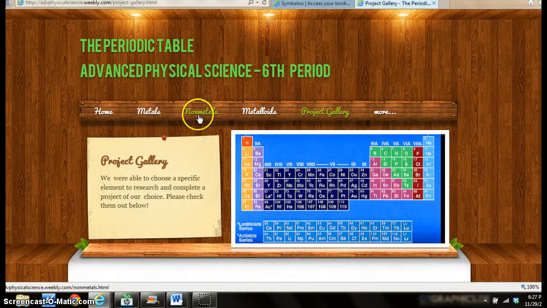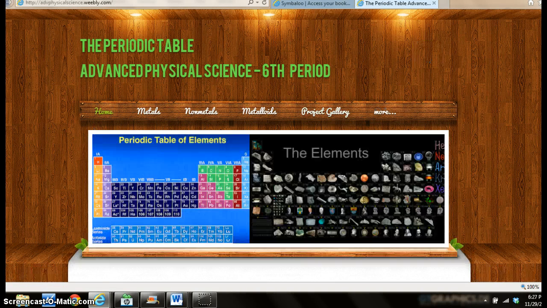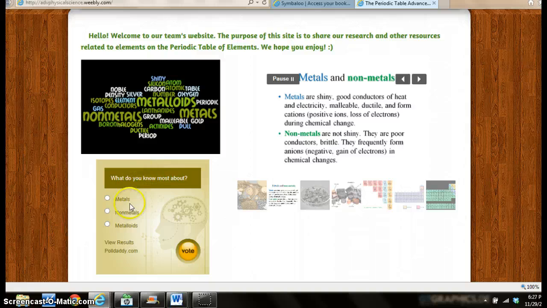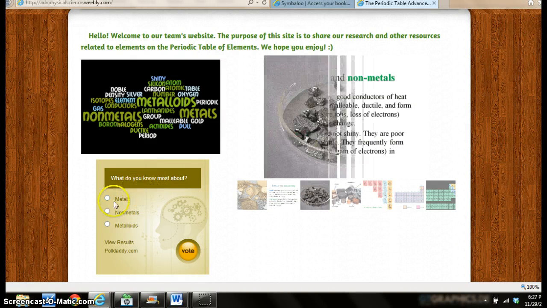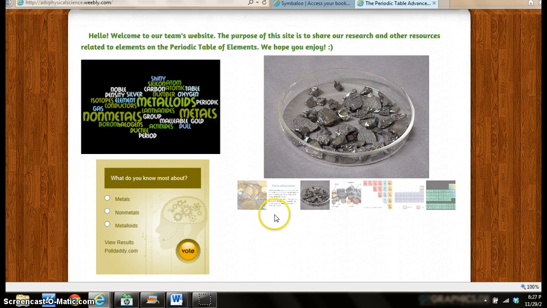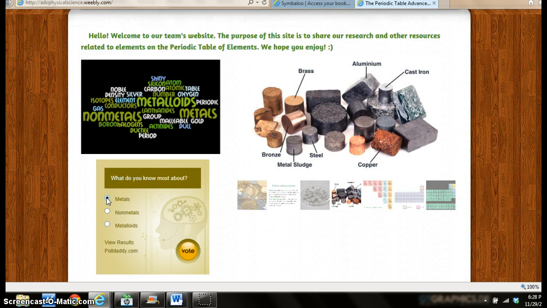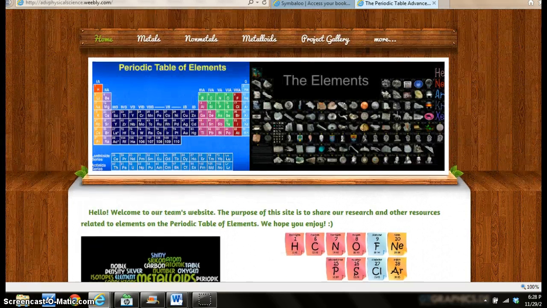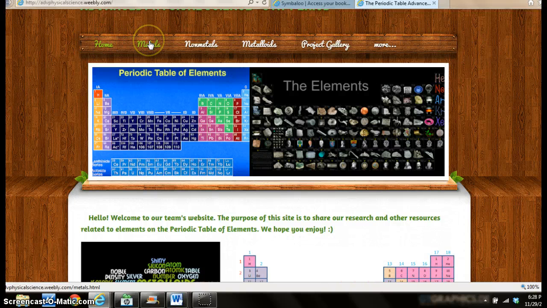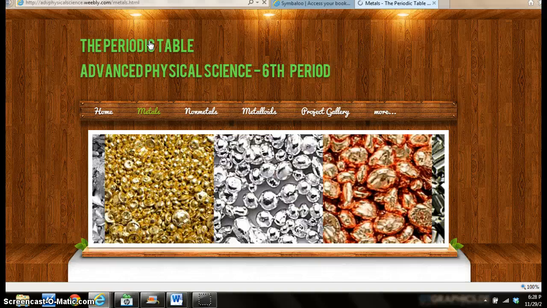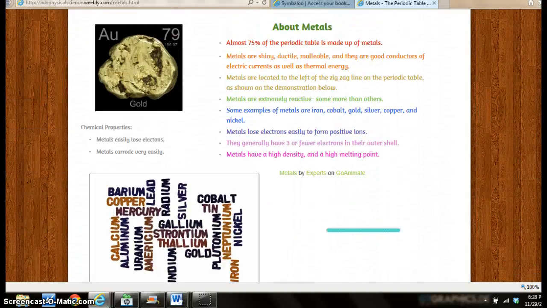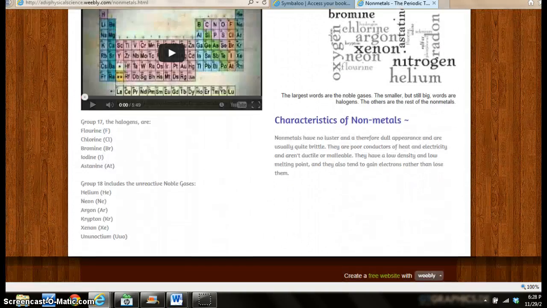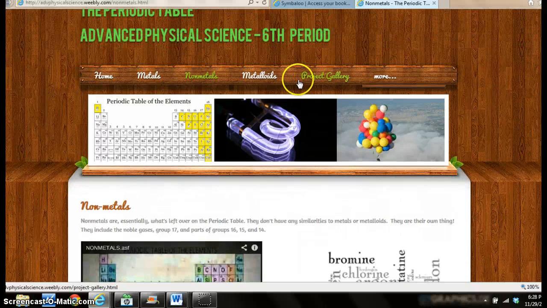So here you see an example of their homepage, their introduction to spark interest in their various topics. It includes a survey to find out where the viewers are with respect to what they know about the topic. For instance, if they vote here, they can see the results. Okay, and I'll give you a glimpse of each of the pages that were created by the subgroups. Here's the one on metals, nonmetals, and finally metalloids.